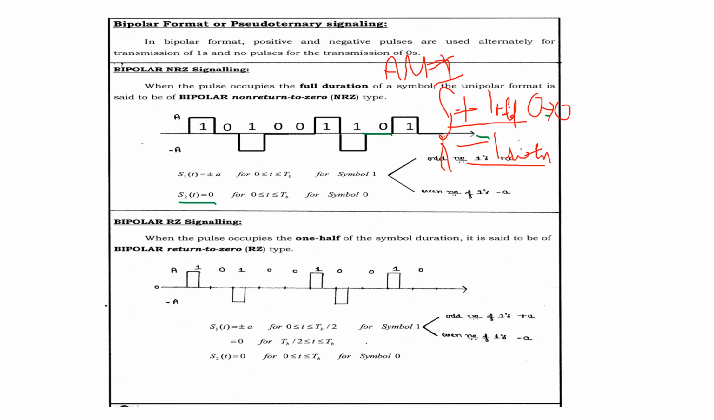When it is transmitted for half of the duration, then it is bipolar return to 0 signaling. So when the pulse occupies the full symbol duration, it is said to be bipolar non-return to 0 type. So plus or minus A for the duration 0 to Tb by 2, and it is equal to 0 for Tb by 2 to Tb. So s(t) is equal to 0 for the rest of the duration.